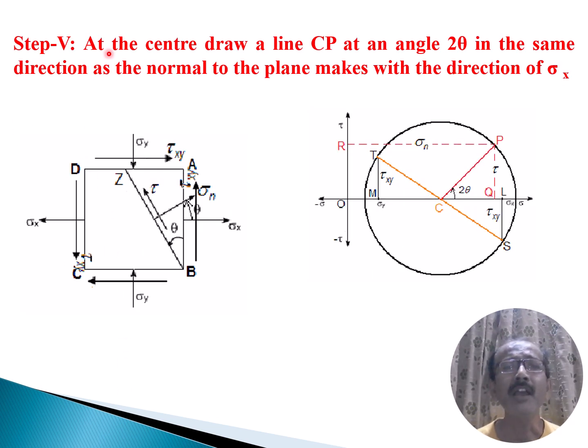Now step number 5: at the center, draw a line CP at an angle 2 theta, in the same direction as the normal to the plane makes with the direction of sigma x. So this is the angle theta. In my previous video I discussed that the angle theta should be doubled. So that should be 2 theta.